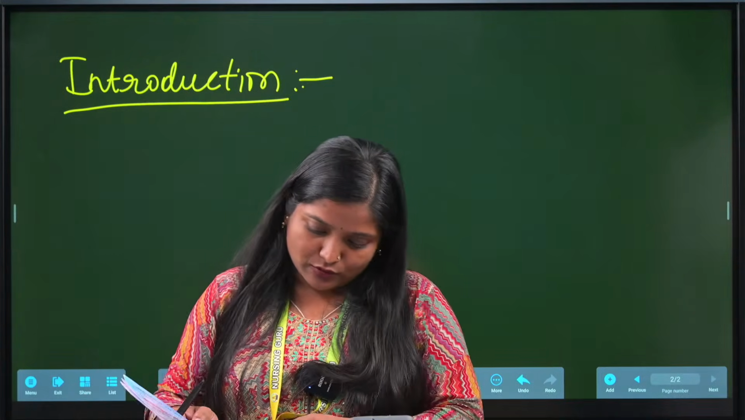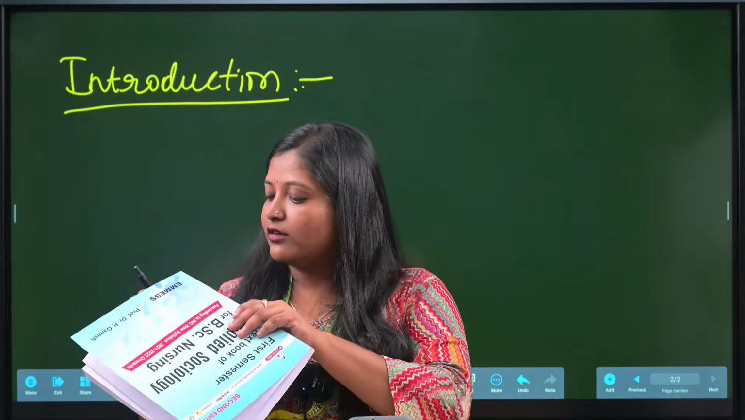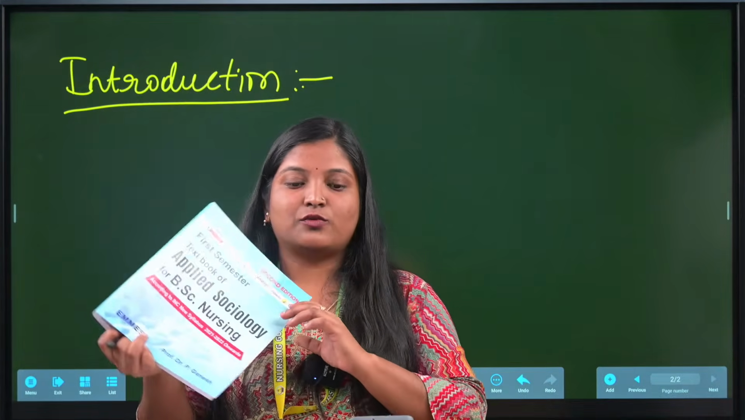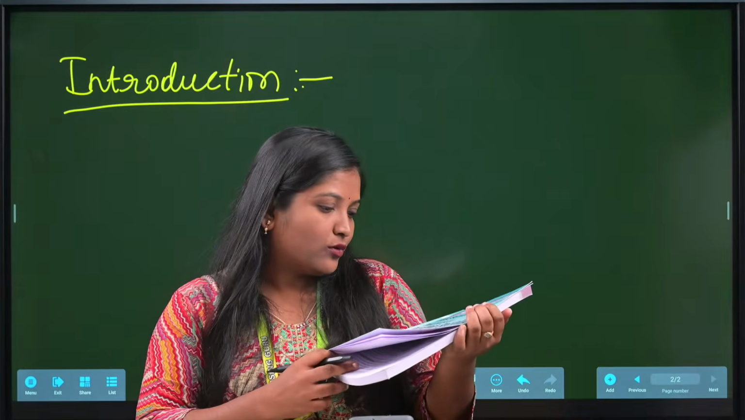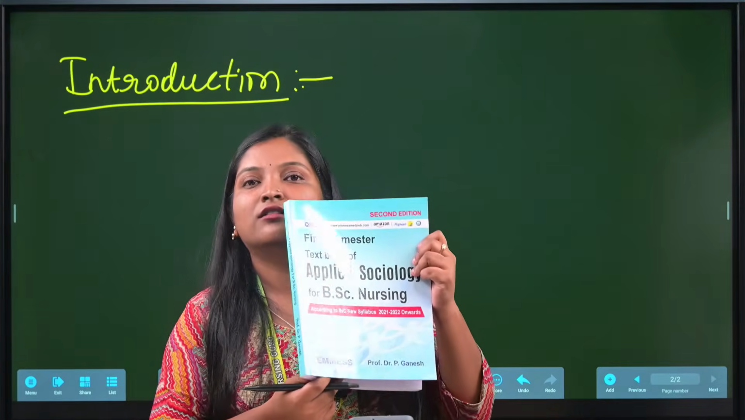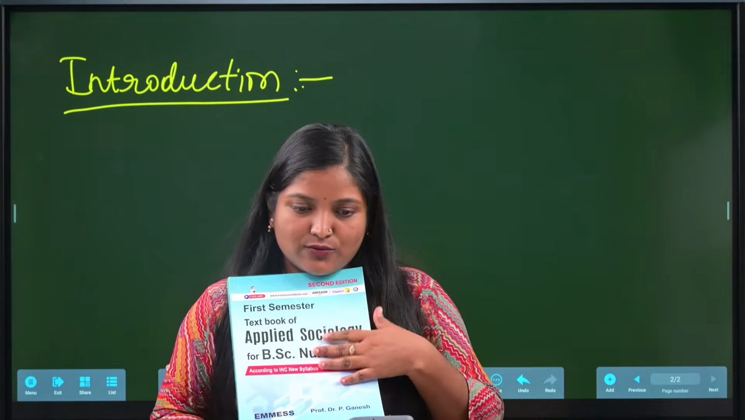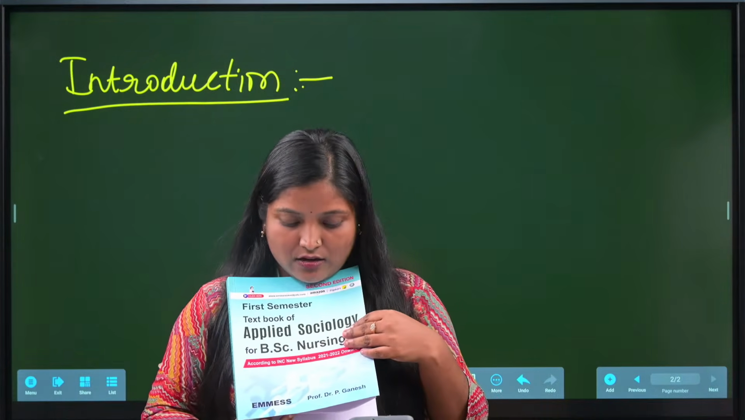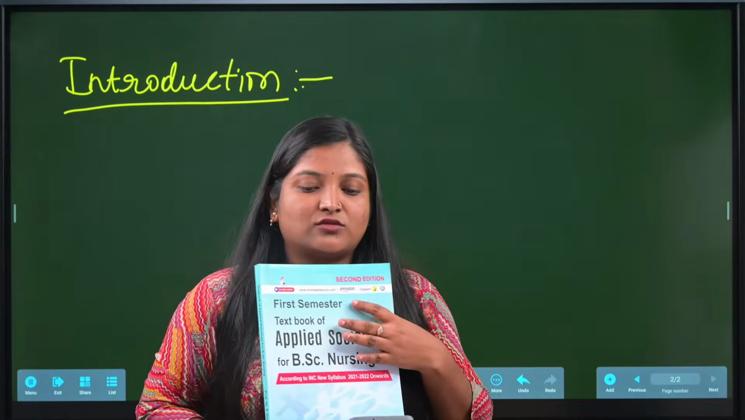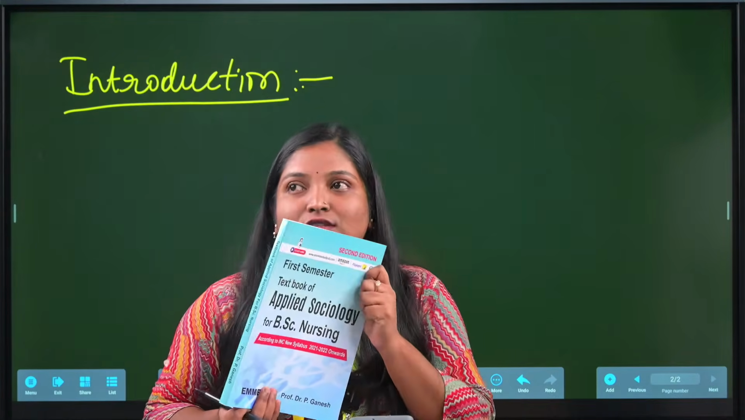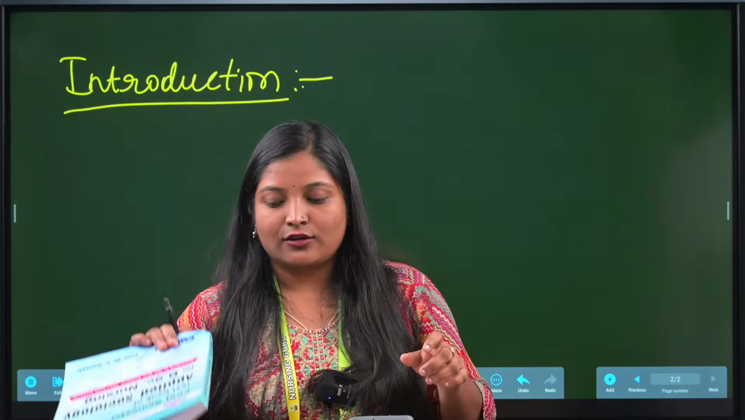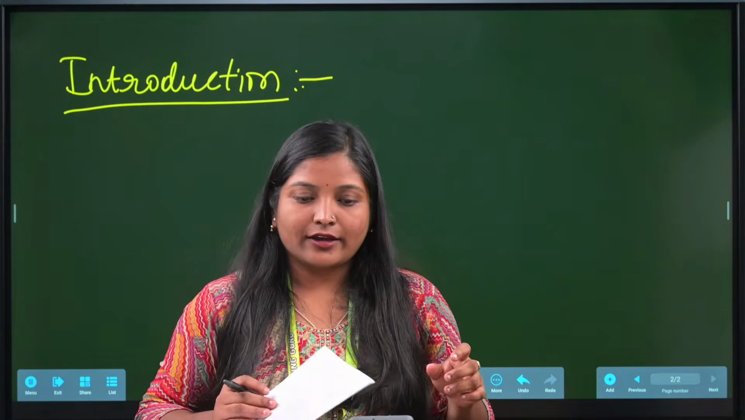Here I'm using the textbook by Professor Dr. P Ganesh. You can see it here. This textbook is quite okay, everything is given point wise. If you have this textbook, you could also use it and you will get good marks.